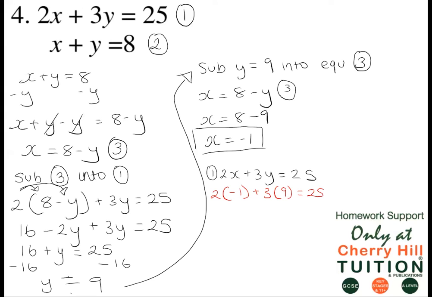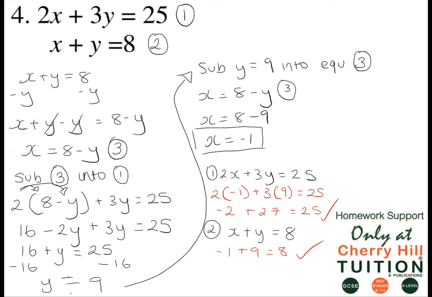2 multiplied by minus 1 is minus 2, plus 3 multiplied by 9, which is 27. And hopefully you can see that minus 2 plus 27 does give us 25. So it matches the first equation. Now let's check the second equation. Equation 2 is x plus y is equal to 8. X is minus 1 plus y, sorry, y is 9. And hopefully you will also agree minus 1 plus 9 gives us 8. So we know that our answer is correct.